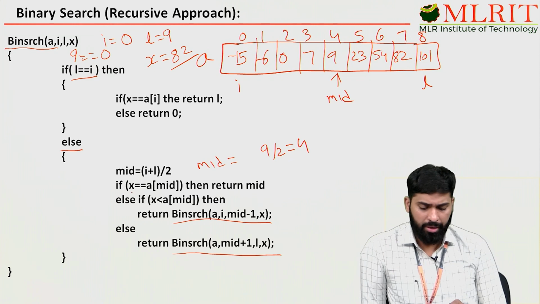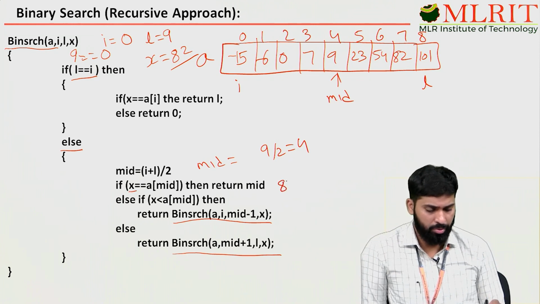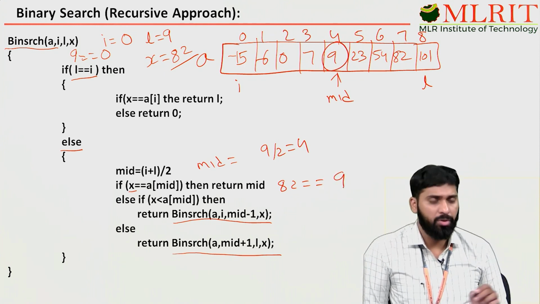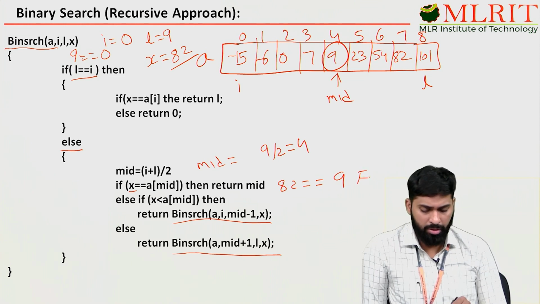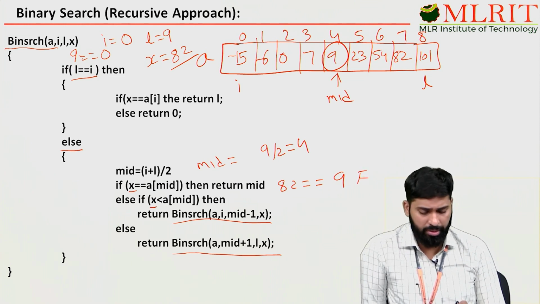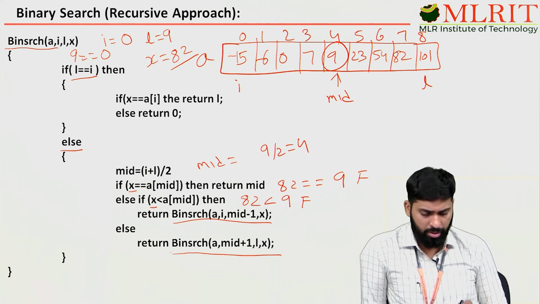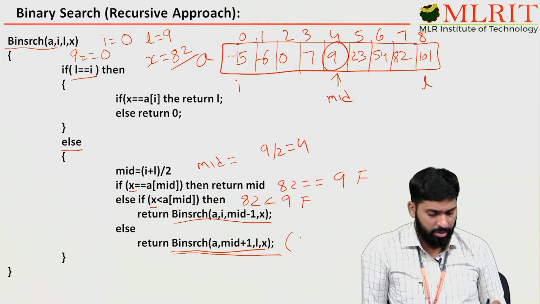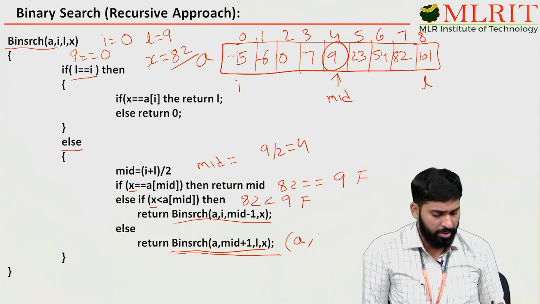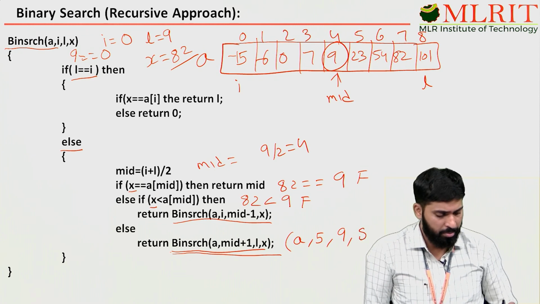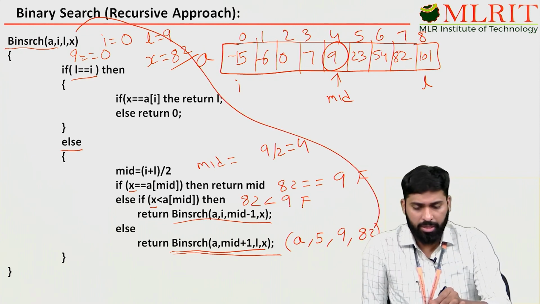Now you compare X. What is X here? 82 equals A of mid. What is A of mid? 9. No, it is false. So next we check another condition, else if, what is x? 82 less than A of mid, which is 9. Now it is also false. So we are going to call binary search here. What is A? Array. What is mid? Mid value is 4. 4 plus 1 means 5. L is 9. X is the searching element. Again we call the same function.